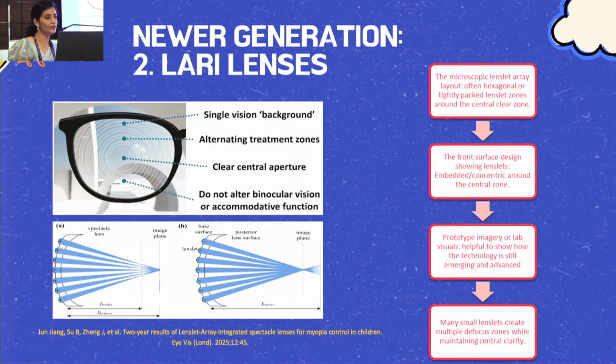Here again you have a central clear aperture with alternating treatment zones. What is interesting is what they have found: you have positive and negative, so there is +3 and -3, and there has been a comparison between the two. What they say is that both of them reduce myopia, and there is no significant difference whether you're using a plus or a minus. So these are the Larry lenses. This is yet to be studied. The study was started in 2024.